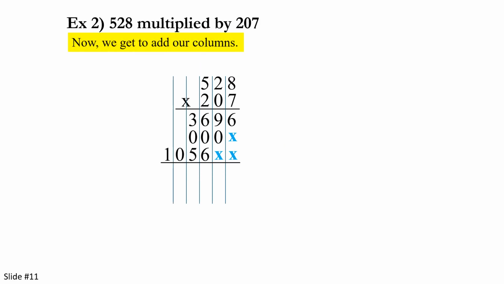And now we get to add. Sometimes it helps to line these up. People use lined paper and they just turn it sideways and use the lined paper as their columns. Or if you write really neat, you probably don't need to do that. But really, columns is the key.